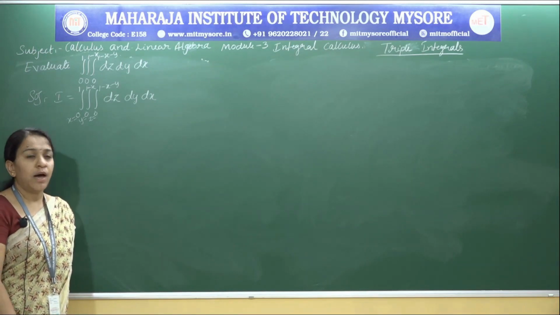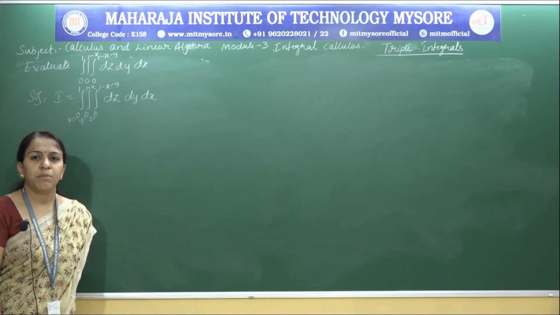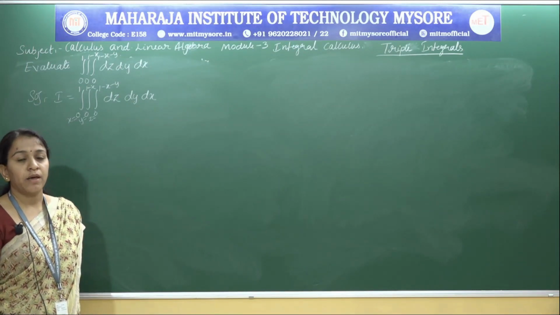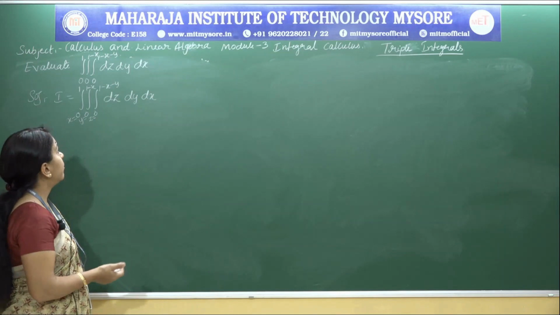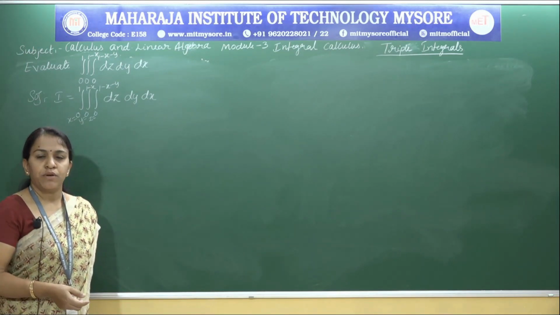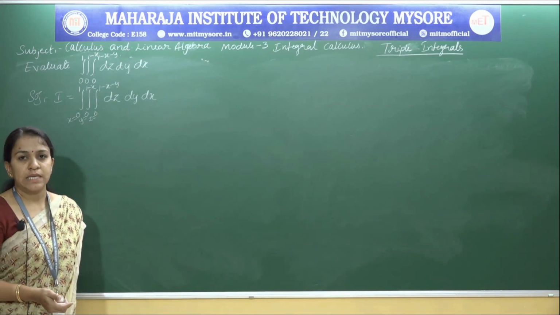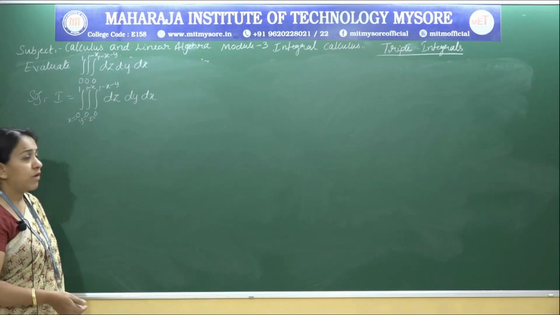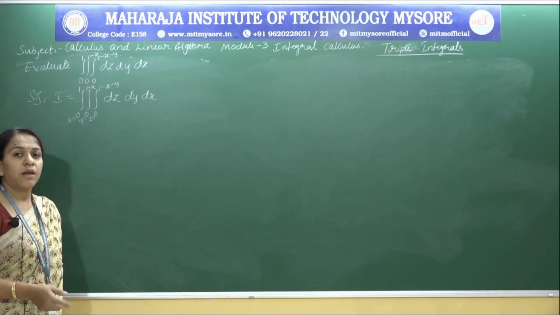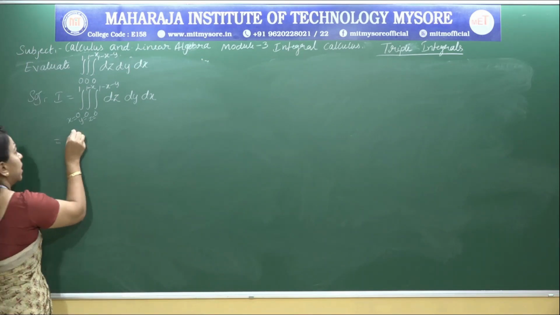So, whenever we have x, y in a limit place, then that must be a limit of the z variable. And once z is completed, if I am left with x in a limit place, then that must be a limit of y, and the constant, of course, is the x limit. Now integrate one by one, first with respect to z, then with respect to y, and then with respect to x.